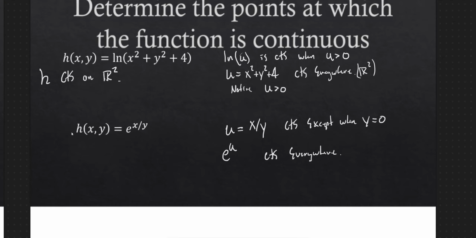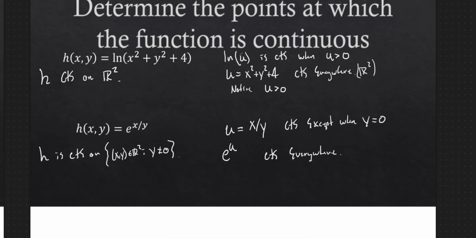So what that means is that my entire function here, h, will be continuous everywhere except when the inside function is not continuous. So except on the horizontal line y equals 0. So h is continuous on R2 minus the line y equals 0. Or I could say, maybe I'll write that a little bit better. Continuous on the set xy in R2 such that y is not equal to 0. So we have to remove a horizontal line.